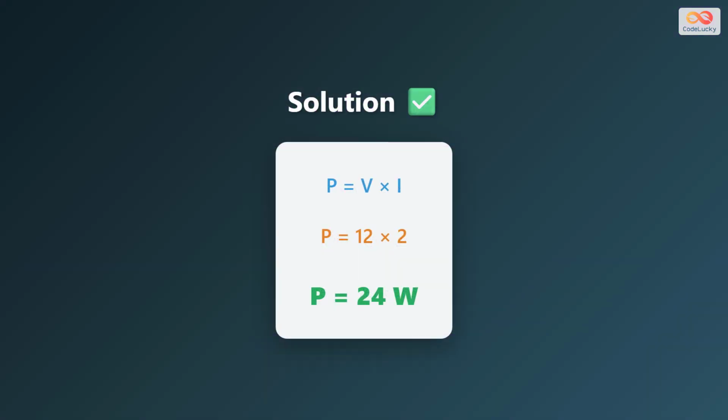To find the power, we use the formula P equals V times I. Substituting our values, we get P equals 12 times 2. Multiplying these numbers gives us 24. Therefore, the power consumed by the light bulb is 24 watts. This means the bulb uses energy at a rate of 24 watts.